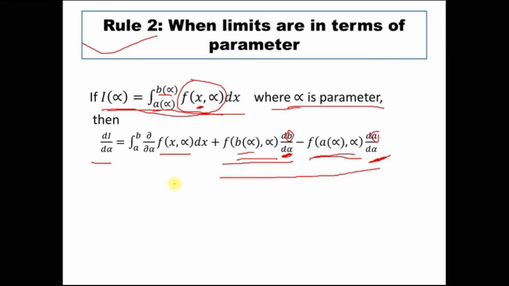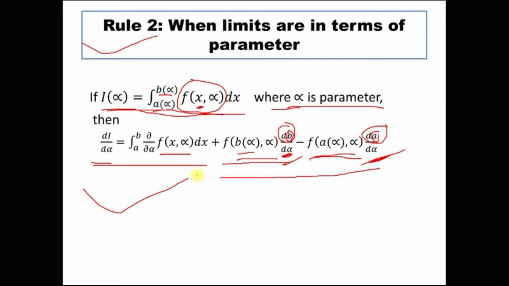So it is the same as rule number 1 up to here, and after that we put the upper limit once and the lower limit once. We put the upper limit in place of x in one term and the lower limit in the other, and we multiply these two terms by the respective derivatives of the upper limit and lower limit, differentiating the upper limit and the lower limit with respect to alpha.